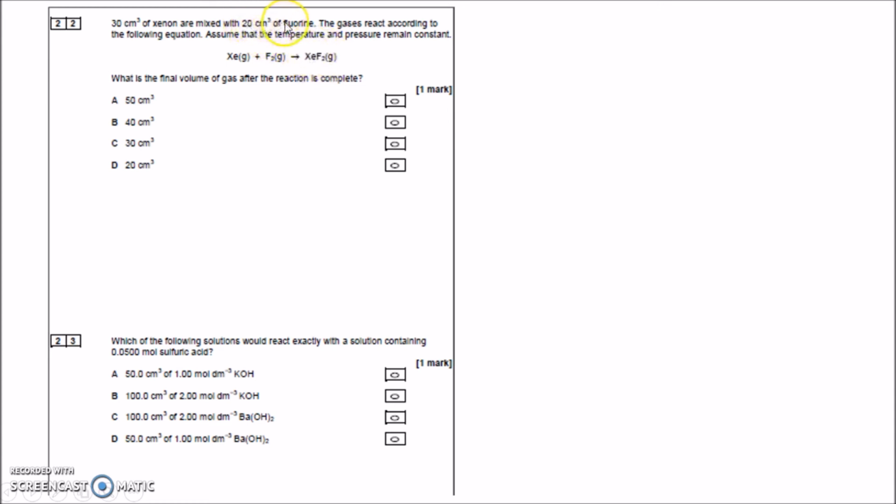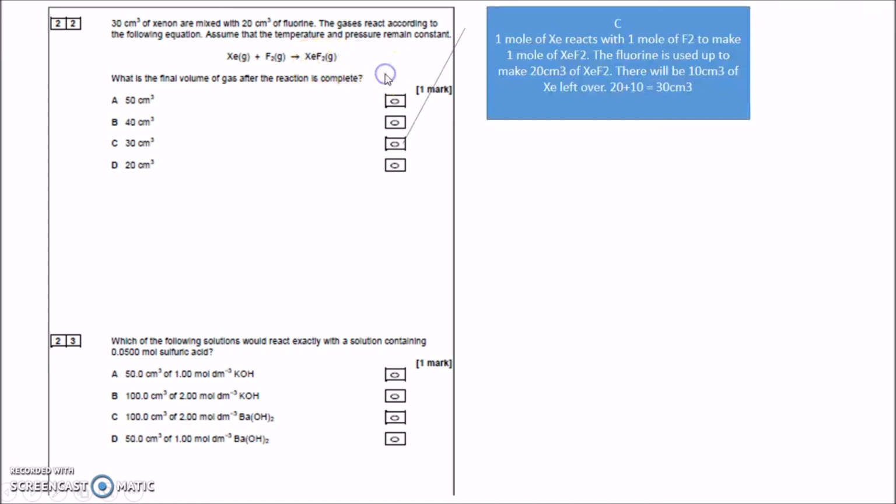All of my 20 centimetre cubed of fluorine have reacted, so that's gone. 20 centimetre cubed of the xenon have gone, because 1 mole of this reacts with 1 mole of this, or 20 centimetre cubed of this reacts with 20 centimetre cubed of this, and I've got 10 centimetres cubed of xenon left over. I've made 20 centimetre cubed of this. 10 add 20 is 30 centimetre cubed.